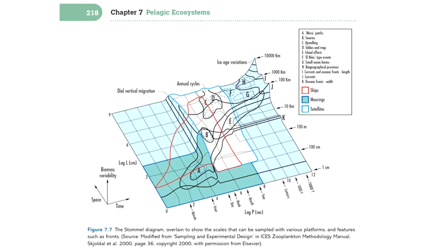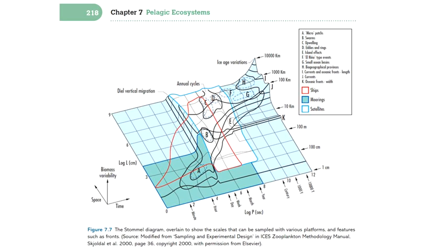Hello, I'm going to describe figure 7.7 in Kaiser et al.'s Marine Ecology: Processes, Systems and Impacts. Figure 7.7 shows the Stommel diagram, and what this diagram tries to do is show how various factors in the ocean change on a range of time and space scales, and to convey how time and space variability are really intrinsically interlinked.